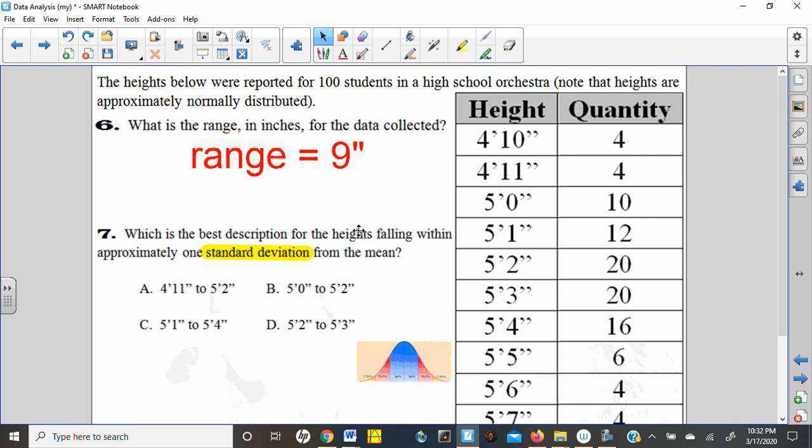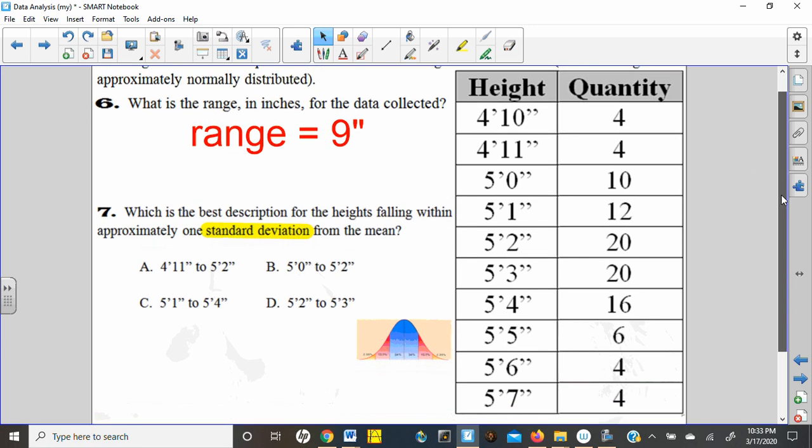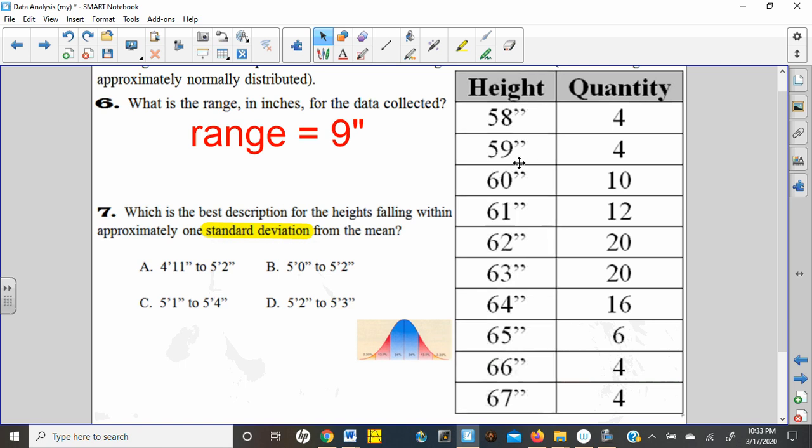Number 6, what is the range of these heights from 100 high school orchestra students? Well, it's going to be probably a little trickier to come up with that if we stay in feet. But if I convert them into inches, it becomes very simple to do 67 inches minus 58 inches to get 9 inches.